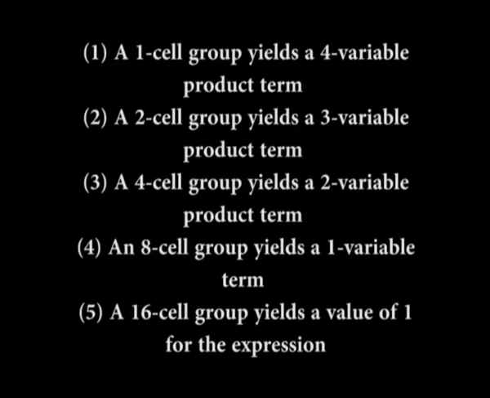For a 4 variable map, a 1 cell group yields a 4 variable product term. A 2 cell group yields a 3 variable product term. A 4 cell group yields a 2 variable product term. An 8 cell group yields a 1 variable term. A 16 cell group yields a value of 1 for the expression. When all the minimum product terms are derived from the Karnaugh map, they are summed to form the minimum SOP expression.